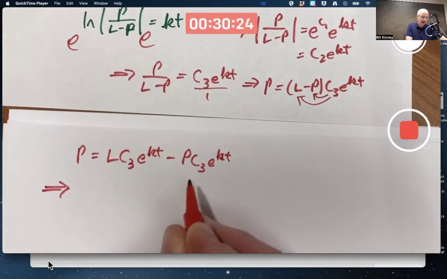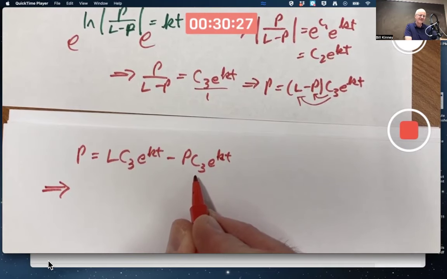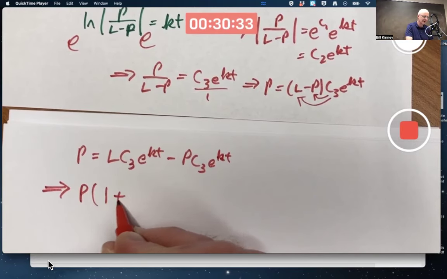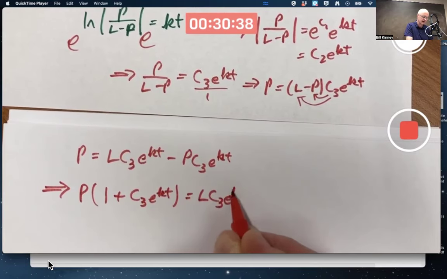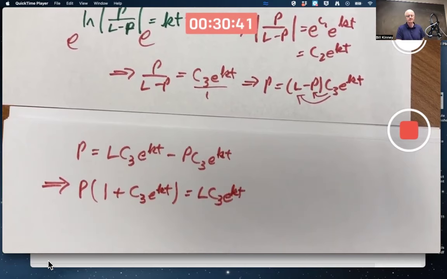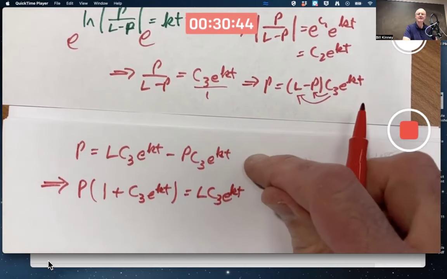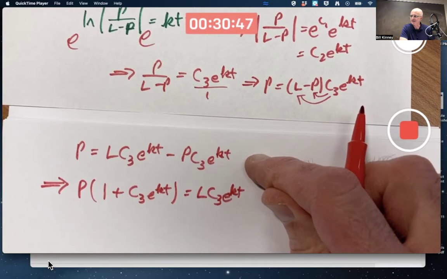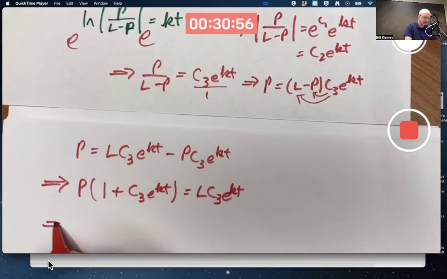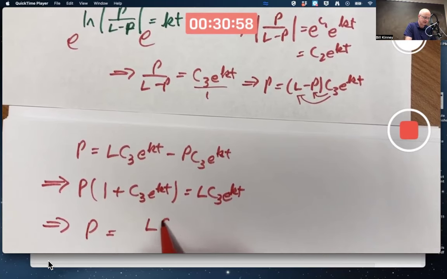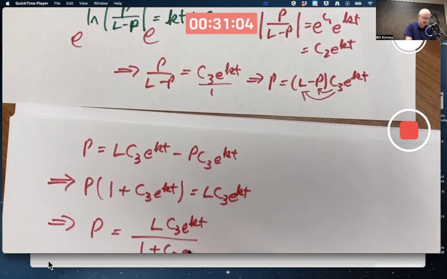And that means if I add this to both sides, look where I'm pointing, and factor out a P after doing so, I'll get on the left P times 1 plus C3 e to the KT equals LC3 e to the KT. I did 2 steps there at once. I added PC3 e to the KT to both sides to cancel it on the right, and then after doing so and having it on the left, I factor out the P. Almost done. P equals LC3 e to the KT over 1 plus C3 e to the KT.